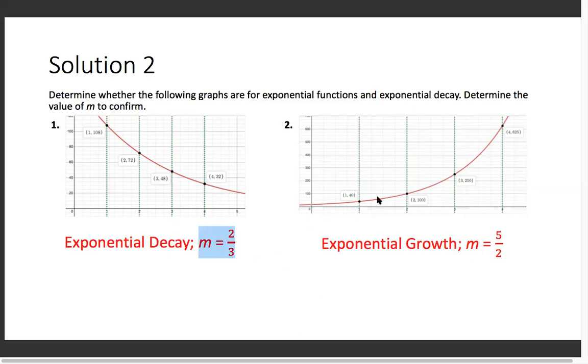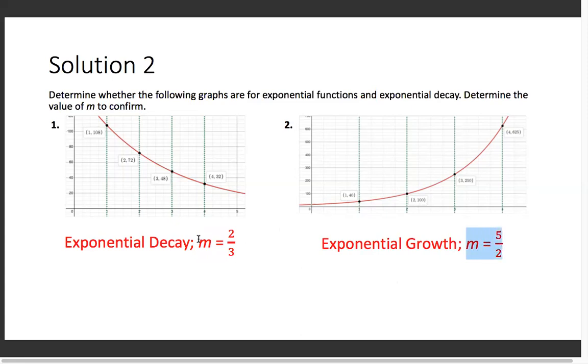What about for number 2? We're going to use the same approach if we're going to look for m. So later term is 100, earlier term is 40. 100 divided by 40, the GCF is 20. So 100 divided by 20 is 5, and 40 divided by 20 is 2. Thus, the exponential growth multiplier is 5/2.